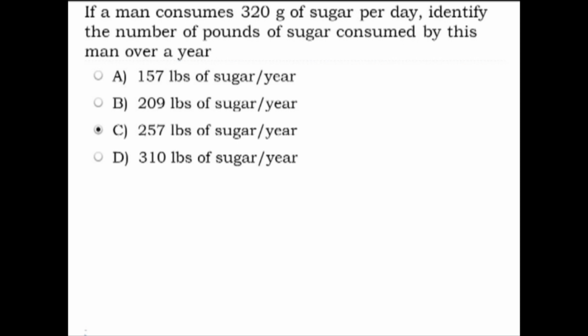So first of all, 320 grams per day, and there are 365 days in a year. So 320 times 365, and that leaves you with 116,800 grams. You know that there are 454 grams in a pound, so therefore divide 116,800 by 454, and you get the answer, 257 pounds.